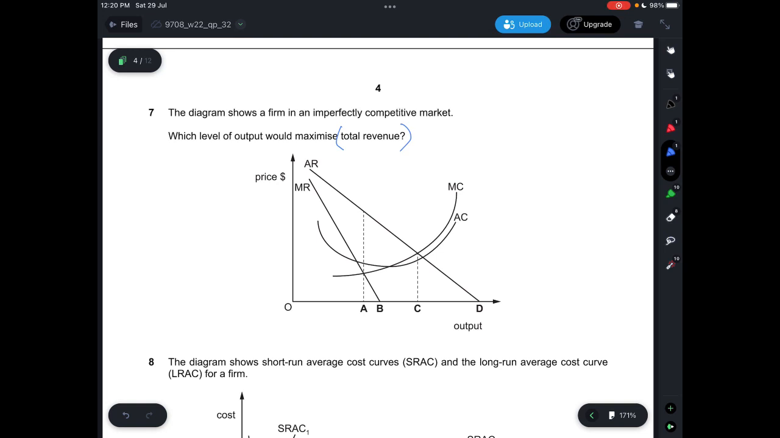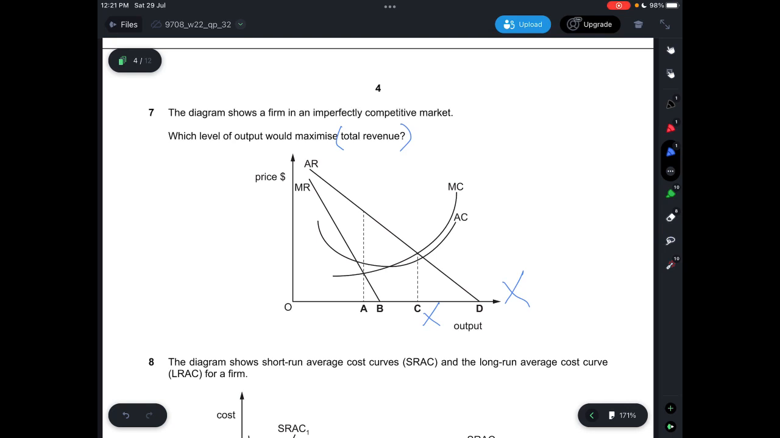Of course, if you were to produce at point D, this is impossible because it's output but a price of zero. So D is incorrect. Now if you produce at a point equal to C, P equals MC, so that means you're touching the marginal cost curve and the average revenue curve. At this point, you are actually suffering a loss. So this is incorrect.